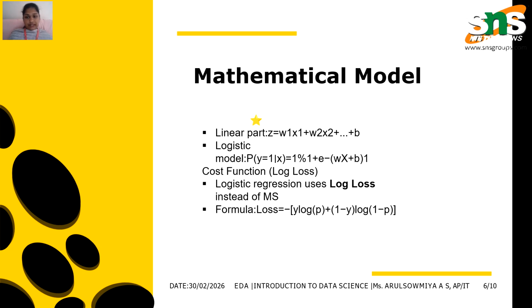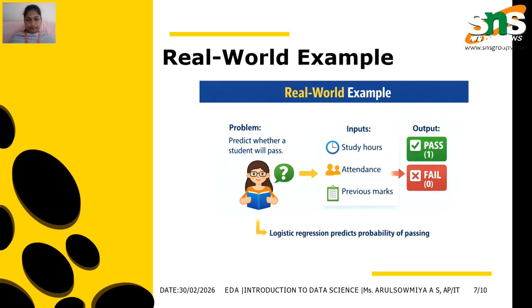So next one is the mathematical model. In the mathematical model, we have the linear part, the logistic model, and the cost function, that is log loss. Logistic regression uses log loss instead of MSE. Here they have mentioned the formula: loss is equal to minus y log of p plus 1 minus y times log of 1 minus p.